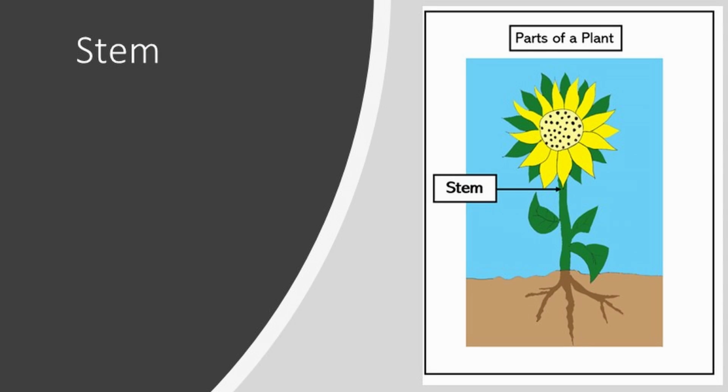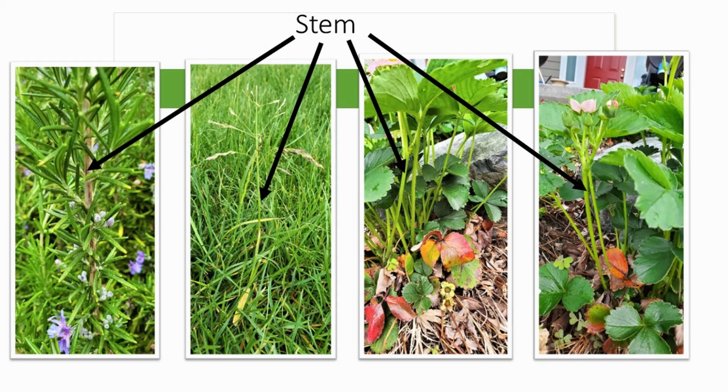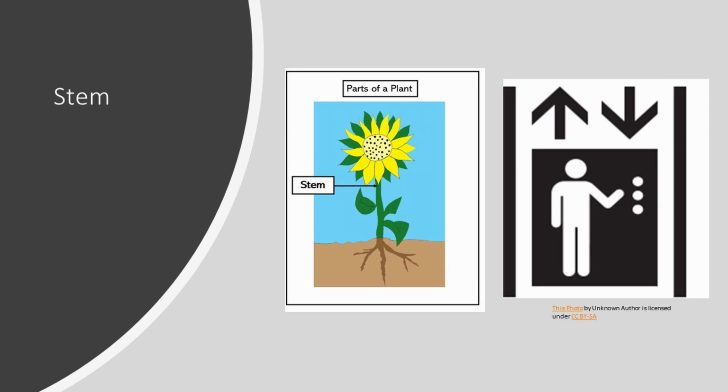Next part of the plant is a stem. Stem takes the water and food from the soil and then transfers them into the different parts of the plant. Stem acts as an elevator.